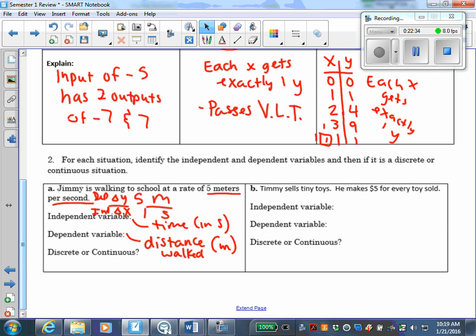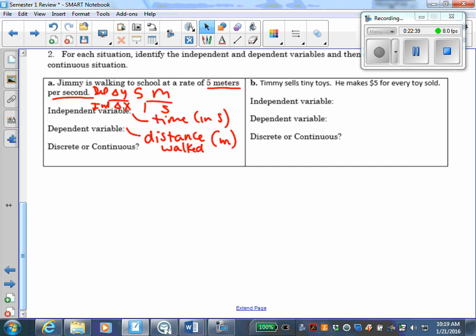This is a situation where he can't go from one spot to another without going through every spot in between. And he can't go from one time to another without going through every time in between. So we call this continuous. It does not mean it goes on forever. It means it would be a line if we graphed it, and there's a point every single little spot on that line. Because distance and time can both be broken down. You can have half a second, you can have half of a half, etc.